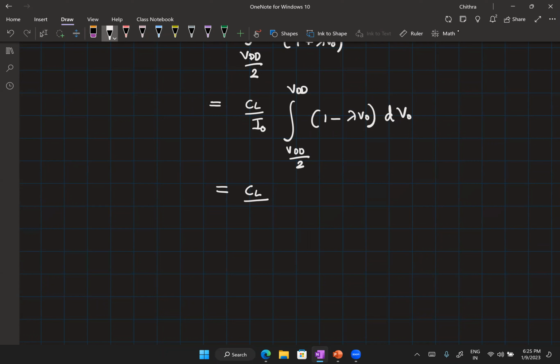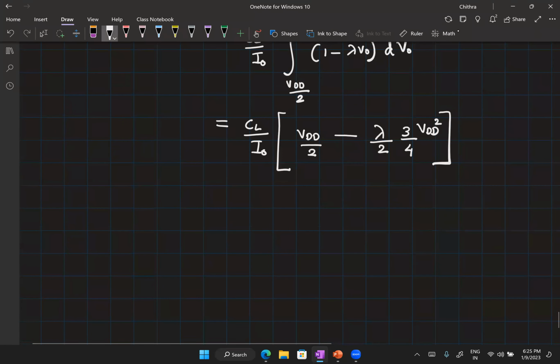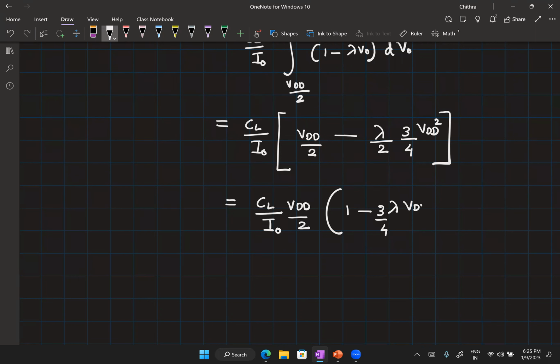So we have CL by I0 into the first term will give you VDD by 2 minus the second term is V0 square by 2, and then you put these two limits. So this should give you 3 by 4 into VDD square. So let me take VDD by 2 outside, and the expression I have is CL by I0 into VDD by 2 into (1 minus lambda 3 by 4 into VDD). Everybody got the same expression?